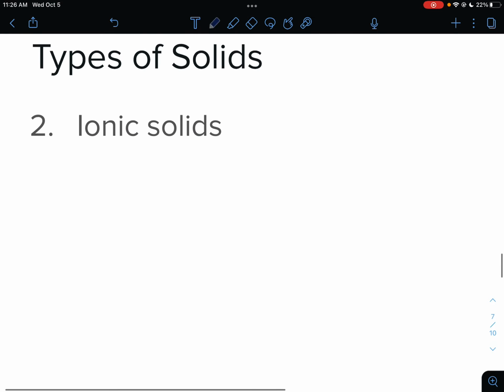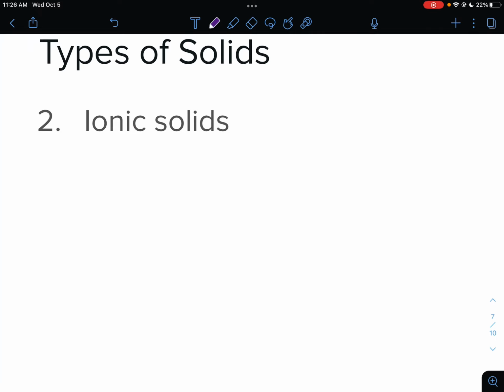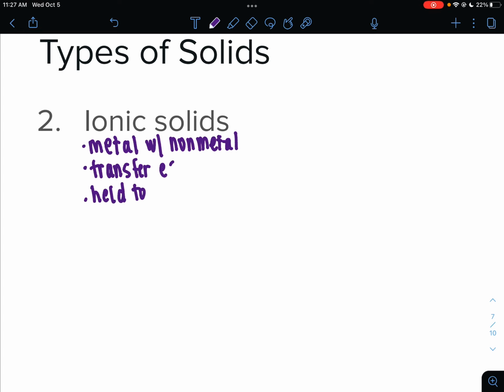All right, second type of solid, which you should already kind of know. We have ionic, so things you should review. Typically, it's a metal with a nonmetal. We transfer electrons. All right. We make our cation and our anion. Again, we are held together by ionic bonds.